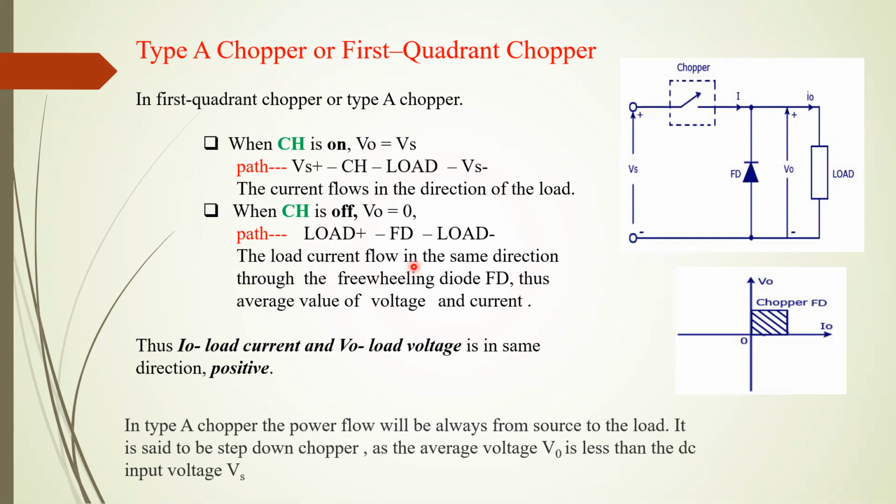The load current flows in the same direction through the freewheeling diode as previously when the chopper is on. Thus the average value of the voltage and the current may be the same. So the load current I0 and the load voltage V0 are in the same direction, that is positive. So in the type A chopper, the power flow will always be from source to load. It is said to be a step-down chopper as the average voltage is less than the DC input voltage Vs.